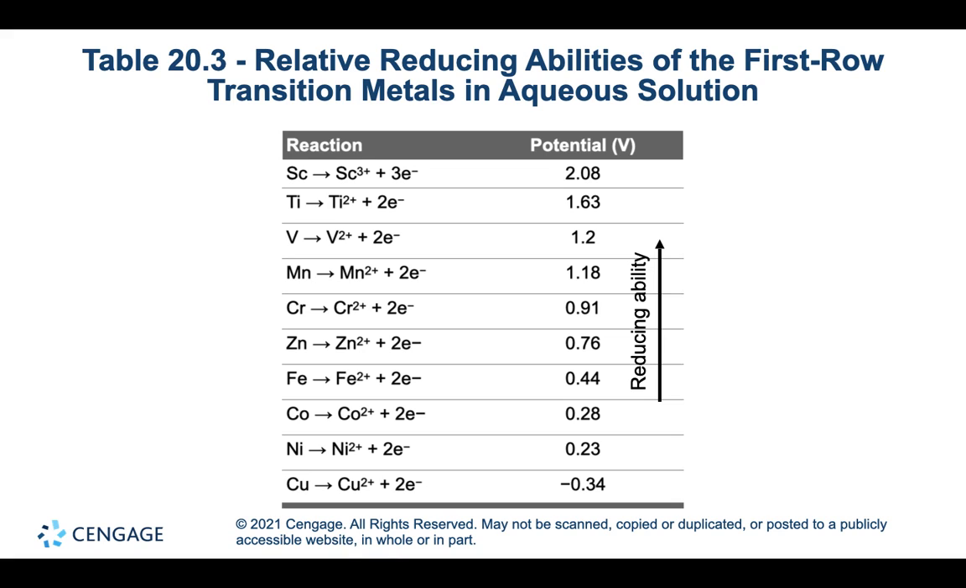This is the reducing abilities of the first row transition metals. This is their reduction potential, which we talk about in electrochemistry. Scandium has the highest reduction potential, and copper has the lowest reduction potential.